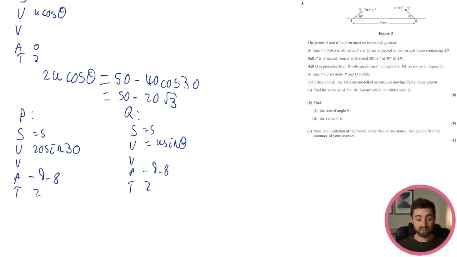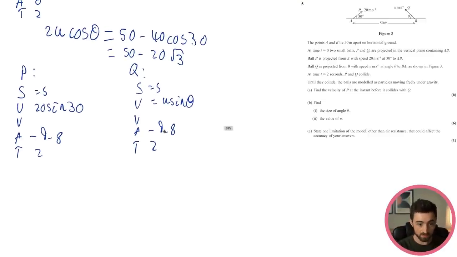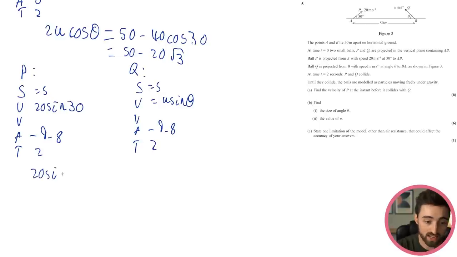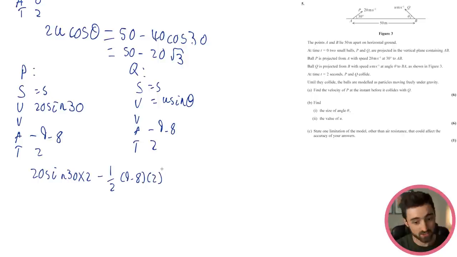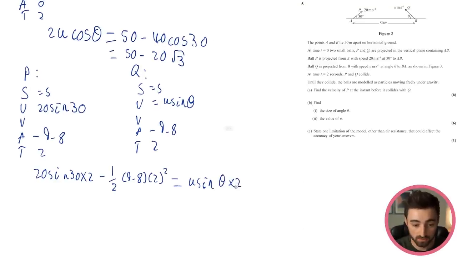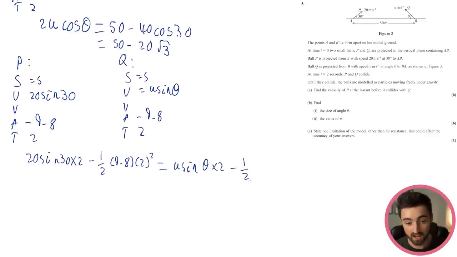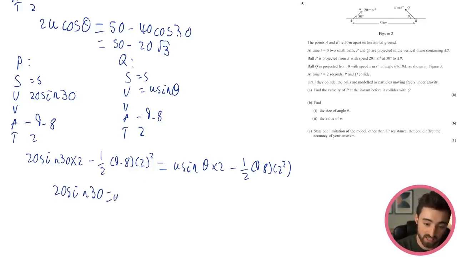I can use S equals UT plus a half AT squared again, and set them both equal to each other. So the UT plus a half AT squared for P is going to be 20 sine 30 times 2 plus a half AT squared, so that's minus a half times 9.8 times 2 squared. And then that's going to equal UT, so U sine theta times 2, plus minus a half times 9.8 times T squared. So this is interesting, isn't it? They both have this term, so they're just going to cancel. They're both multiplied by 2 here, so they're also going to cancel. So what that means is 20 sine 30 must be exactly the same as U sine theta. This is nice. We have simultaneous equations here.